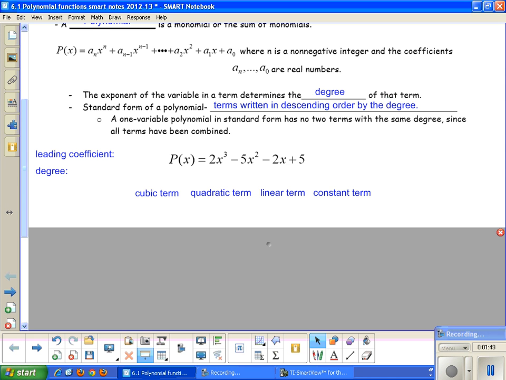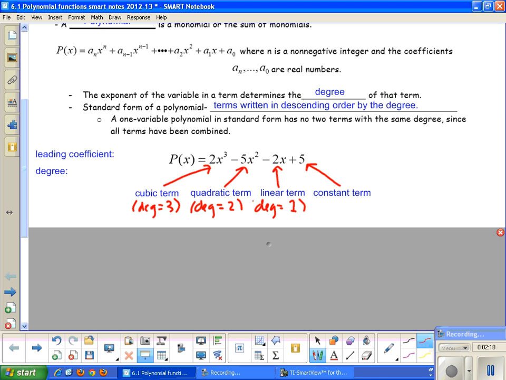So for example, we have this polynomial equation right here. I know it's in standard form because I have this 2x cubed, which is my cubic term. My quadratic term is the negative 5x squared. The linear term would be negative 2x, and the constant term is 5. The cubic term has a degree equal to 3. The quadratic term's degree is equal to 2. The linear term's degree is equal to 1, and the constant term's degree is 0, because it would be x to the 0 power. Remember, anything to the 0 power is really equal to 1, so it's not really there.